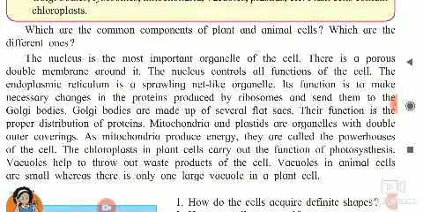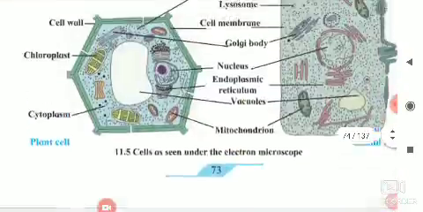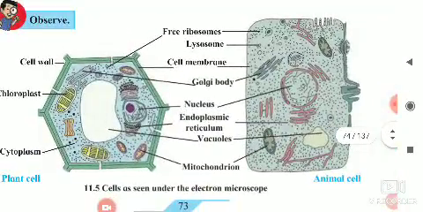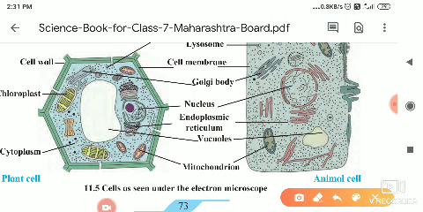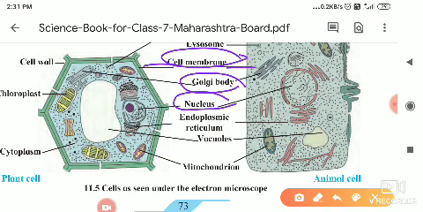Which are the common components in the plant and animal cell, and which are different? If you see here, from both sides, which arrows came? These are the common ones. The cell membrane is present in both the plant cell and the animal cell. The Golgi complex is present in both. The nucleus is present in both plant and animal cells.